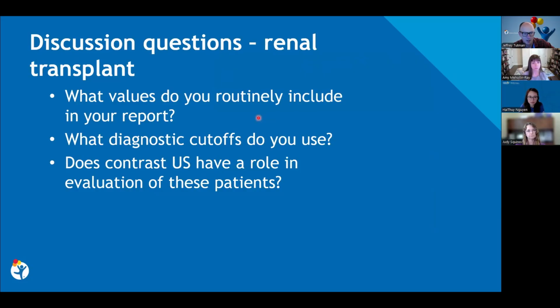So I wanted to tie that into a couple of different discussion questions here. Same discussion we had around renal artery stenosis: what values do you typically report, and what are the main things you're thinking about as far as what cutoffs you're using for calling a stenosis, or overall just what are you reporting when you're reporting a renal transplant?